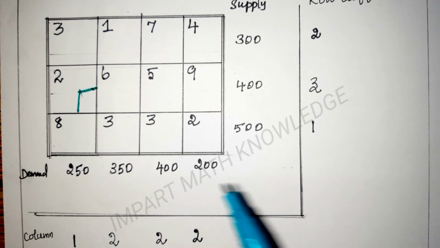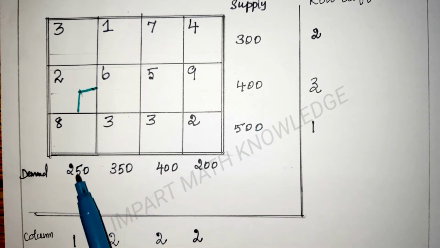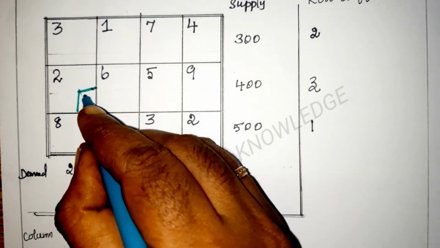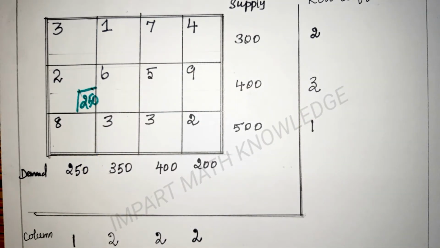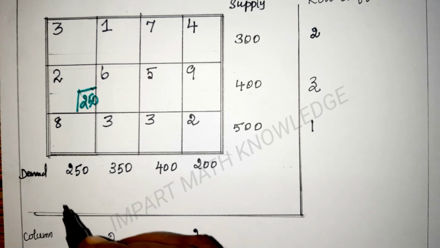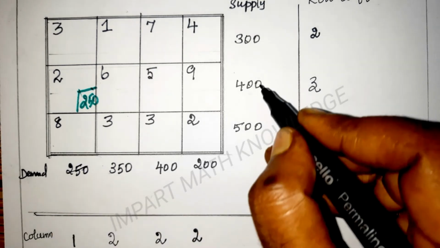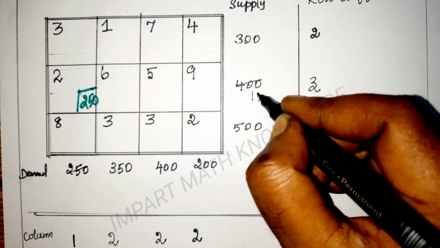For this cell, supply value is 400, demand is 250. So, you allocate 250 in this cell. Once you allocate, you have to strike out the satisfied one. Here, you strike out this. Here, the difference is 150.